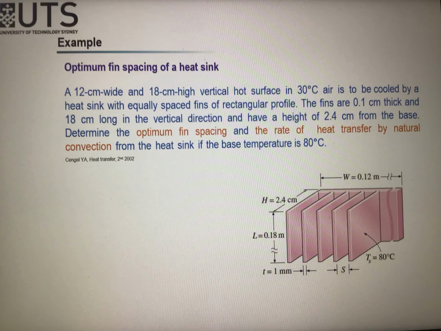Okay, so the thickness of the fins, you see it is given t equal 1 millimeter or 0.1 centimeter, and it is 18 centimeter long in the vertical direction. So you can see the length is given L equal 0.18 meter and the height is 2.4 centimeter from the base. The length is given in the vertical direction, and the surface temperature is given as 80 degrees centigrade. So we need to determine the optimum fin spacing.